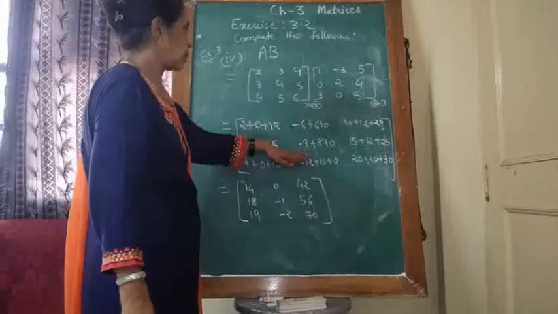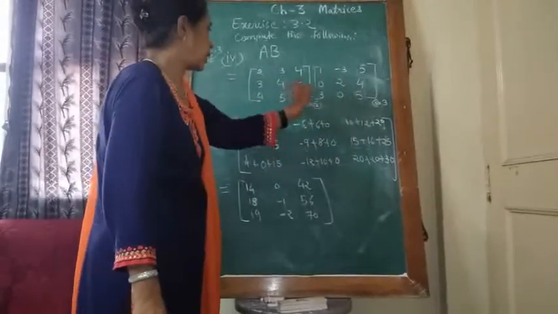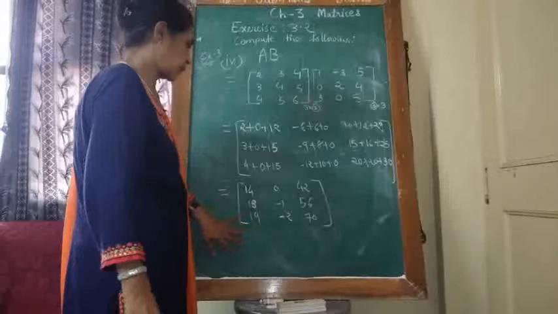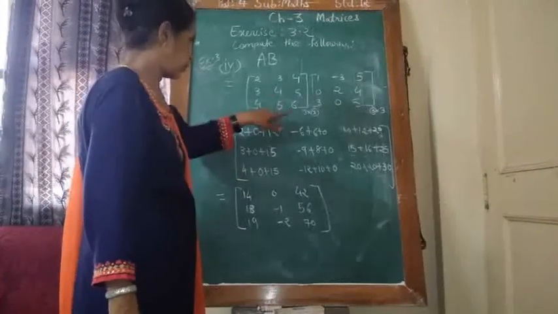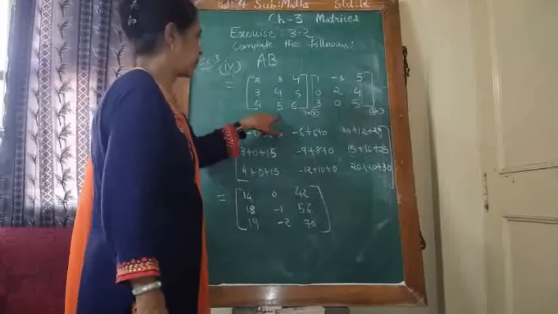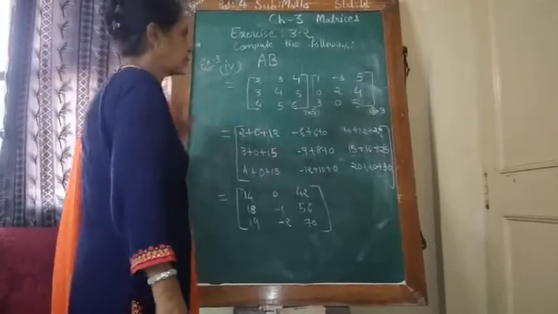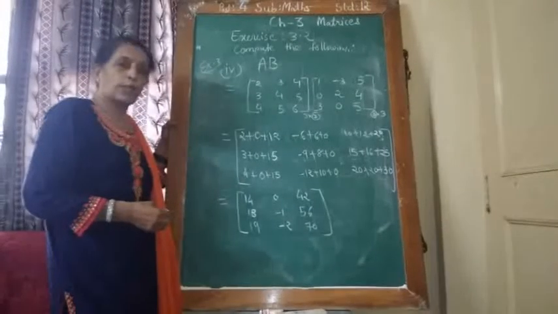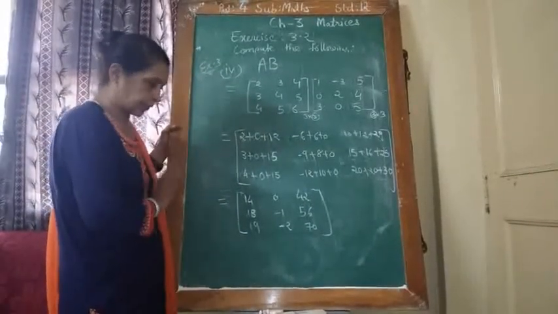Second row, second column, right or not? See your column. Yes, 15, 16. Third row. Right? Minus 12 plus 10, 0. Right? So this way again you have to check, okay, in examination. So this way I have written. This is the answer.